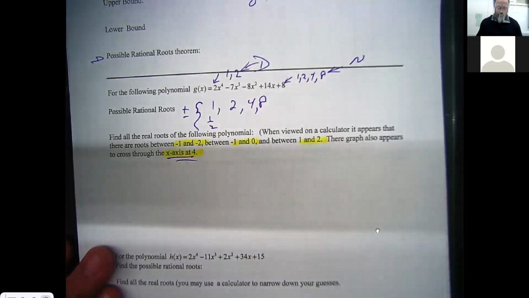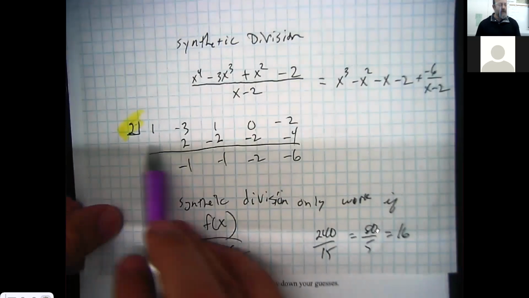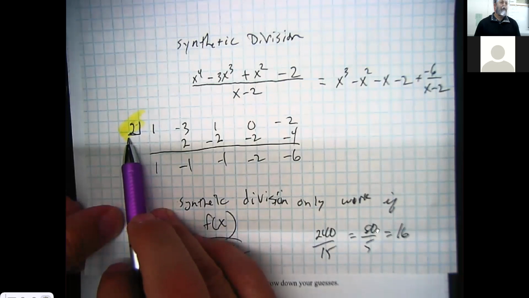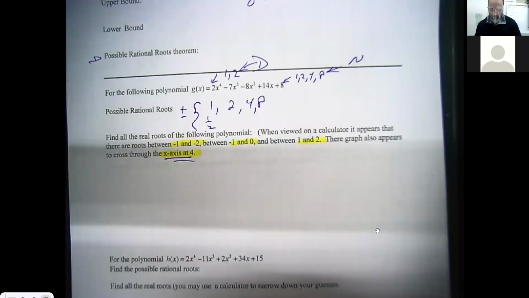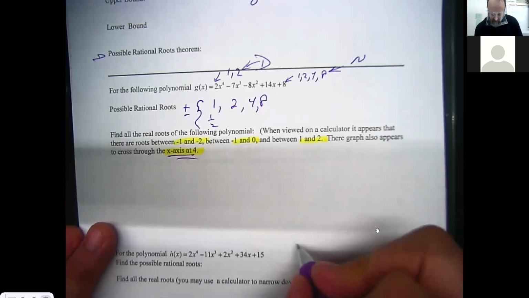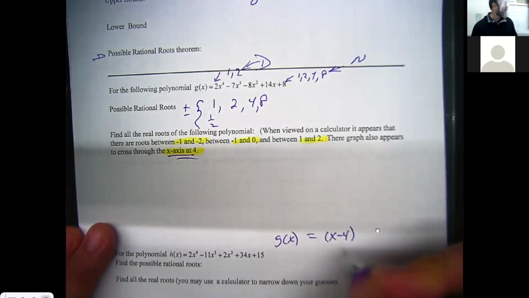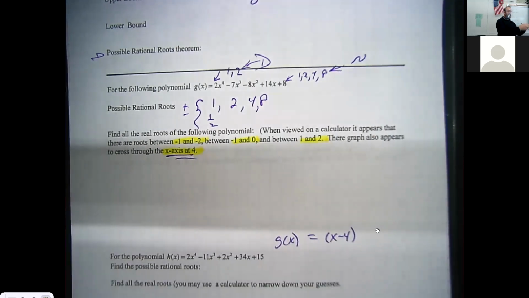What would we be putting in the synthetic division if 4 worked perfectly? It's going to be x minus 4. So I know that somehow when I'm all said and done, g of x is going to have a factor of x minus 4.